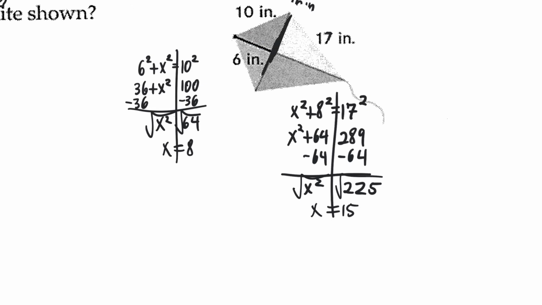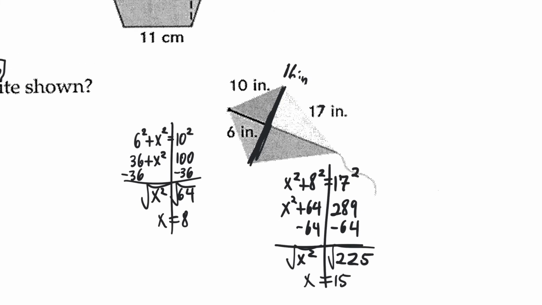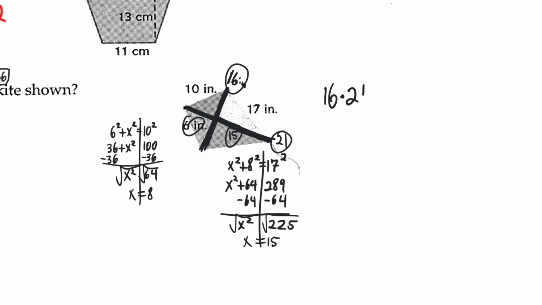Okay. So we know that this whole thing we said was 8 and 8 is 16. And we said this is 6, and we just found that this is 15. So how long is this whole diagonal right here? It's 21. That's 6 plus 15 gives us the total of 21. So this diagonal is 16 inches long. This diagonal is 21 inches long. So we're going to do 16 times 21 divided by 2. And so the area is 168 square inches.